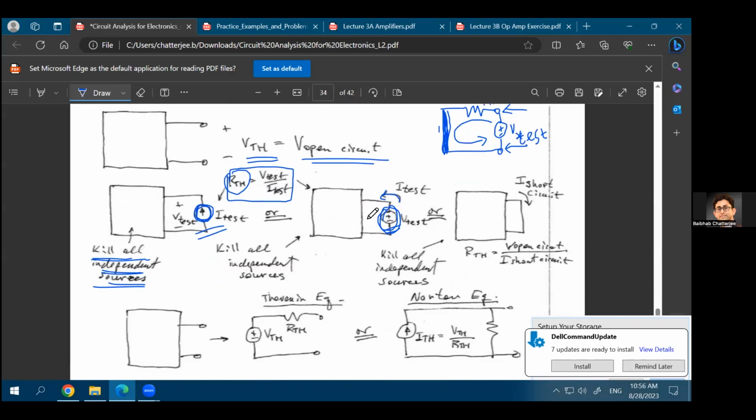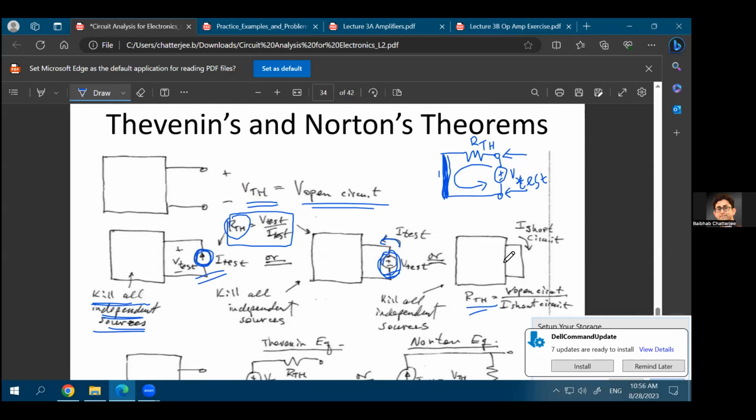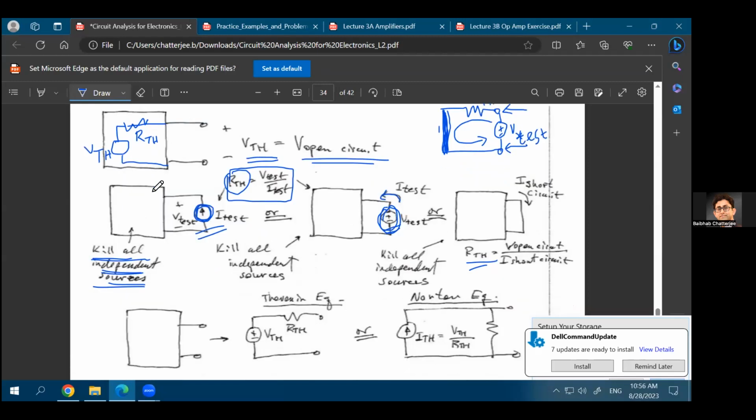There is another way to find out what is your R Thevenin. First, you had this black box, right? And inside this black box, what do you have? Inside this black box, you effectively have a Thevenin equivalent resistance, and you have a Thevenin equivalent voltage, that is V Thevenin. That's a simplified version of whatever you have inside this black box.